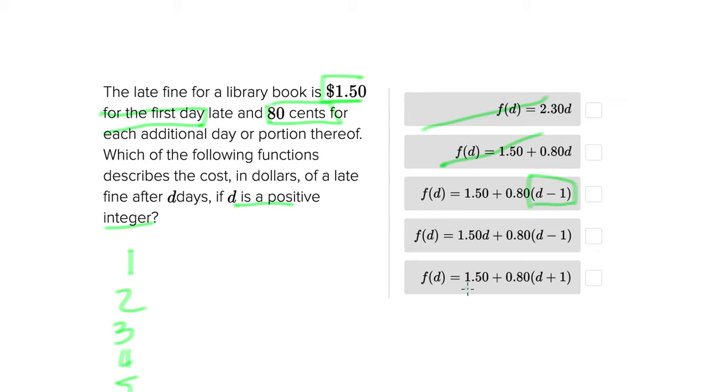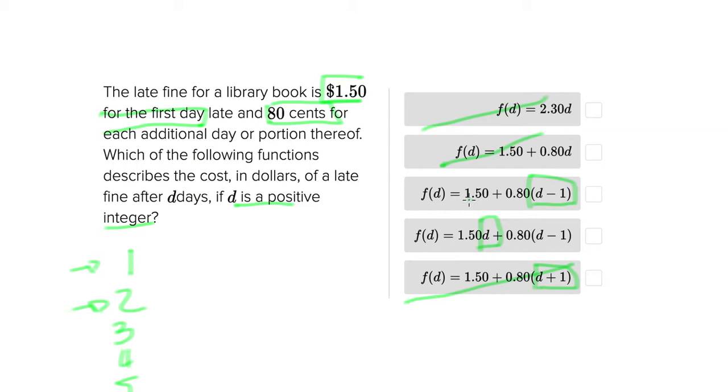For this last option, they're adding 1, which if you were to plug in number 1, you'd see right away would only make it so you're paying more. So you'd be paying the 150, but then you'd be paying 80 cents twice. So it'd be as though you were 3 days late, as opposed to only 1 day late. So this one doesn't work out either. And now the only difference we see between these two functions is the addition of a D right here after the 150. So we can go ahead and test that out with another number.